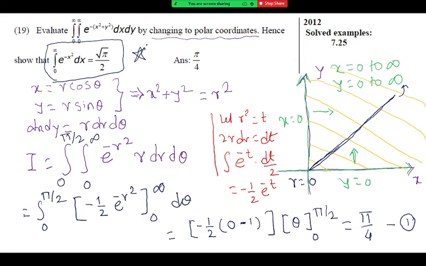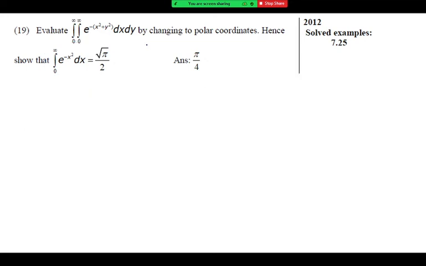So this is the first part of the example where we evaluate the double integral by transforming it to polar. But there is one more thing in the question: hence show that this part. Directly, it is impossible to evaluate. If I say evaluate the integral of e raised to minus x square dx, it is impossible to evaluate, but because of this 0 to infinity we have a value.